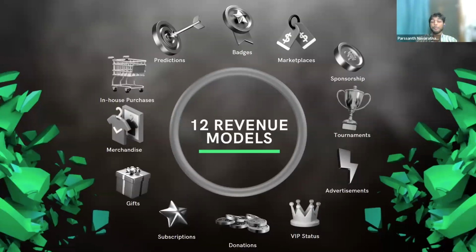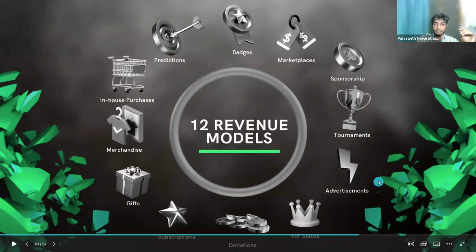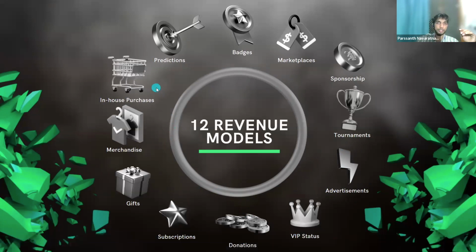So these are the 12 revenue models coming in for PandoJoe. I will say it to you based on the stages. In stage one, there are no revenue models yet, because in stage one we're focusing on the Ramatron 4.0.1 coming in and working together with PandoJoe. In phase two, we will be introducing advertisement, donations, subscriptions, gifts, in-house purchases, badges. In phase three, we'll be introducing tournaments, VIP status, merchandise marketplace, predictions, marketplaces, and sponsorship.